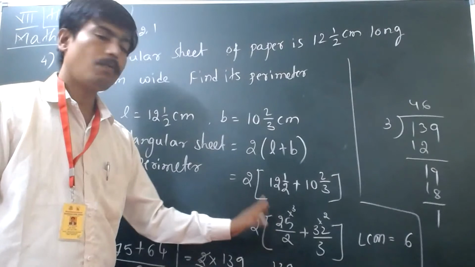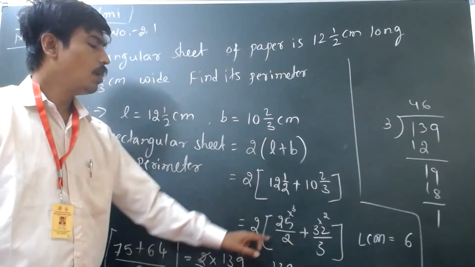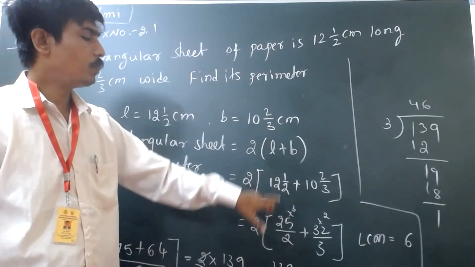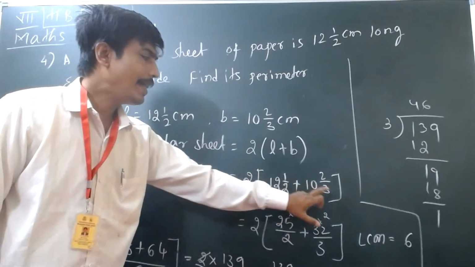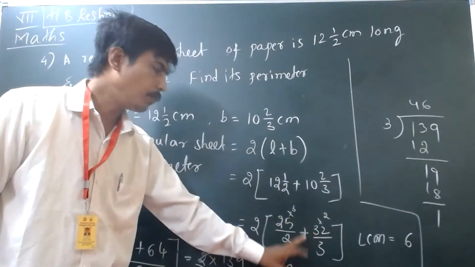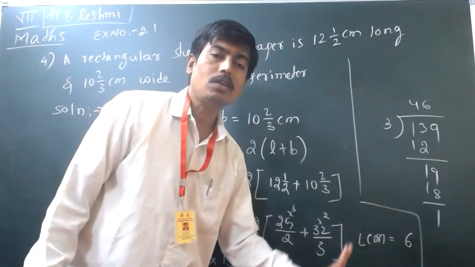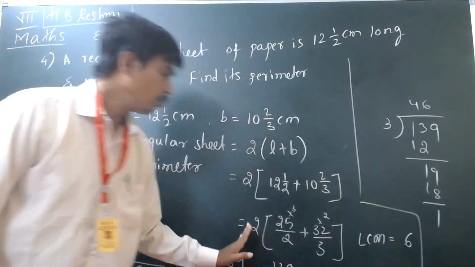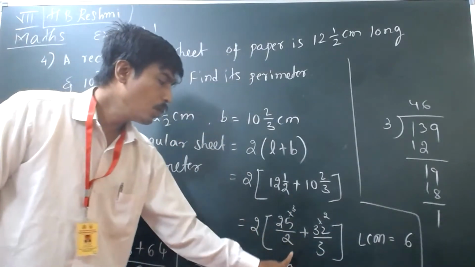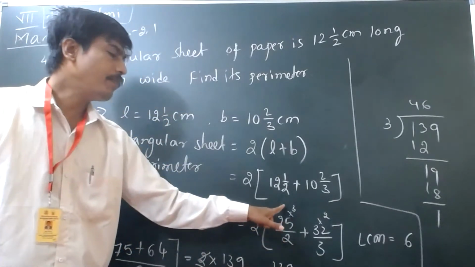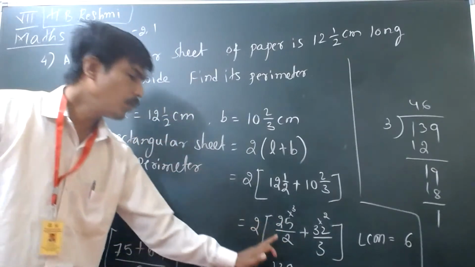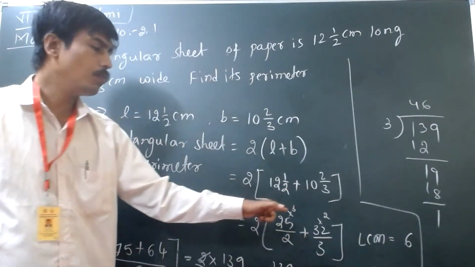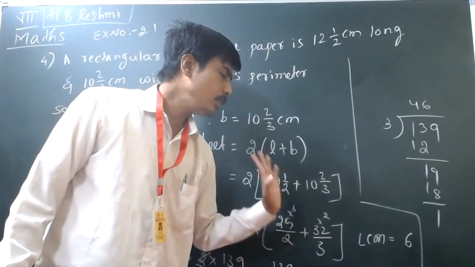Why is it done? To simplify the steps. So it will become 12 twos are 24, 24 plus 1, 25 by 2, and 10 threes are 30, 30 plus 2, 32 by 3. The denominators are not the same. We have to go for the LCM. 2 should be kept as it is. Now, to make the denominator the same, 25 should be multiplied with 3 because 2 threes are 6. Similarly, 3 should be multiplied with 2. Later on, 32 is multiplied with 2.